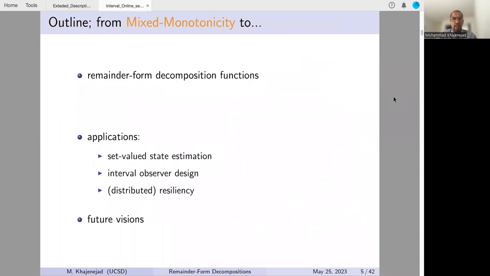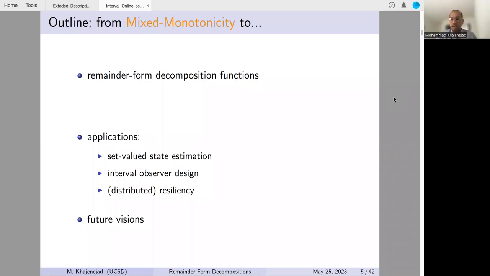I will start with mixed monotonicity and how we use this interesting property to design some specific form of decomposition functions, which I call remainder form decomposition functions. Then I'll talk about some applications of these types of decomposition functions in set-valued state estimation, interval observer design, and resilient estimation in cyber-physical systems. And then at the end, I'm going to share some future visions of mixed monotonicity and the things that I will be interested in doing in the future.